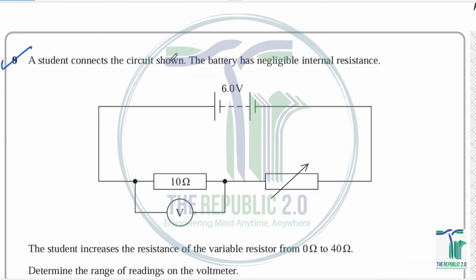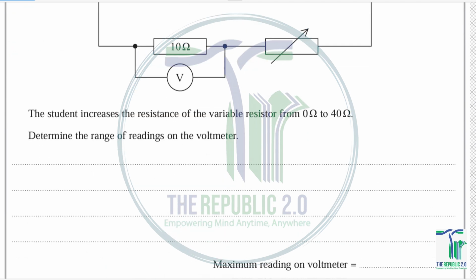In the question number 9, the examiner says that a student connects the circuit shown. The battery has negligible internal resistance. You've got 6 volt, 10 ohm is the constant resistance, and there is a voltmeter around it, and then you have got a variable resistor. And then a student increases the resistance of the variable resistor from 0 ohms to 40 ohms. Determine the range of the readings of the voltmeter.